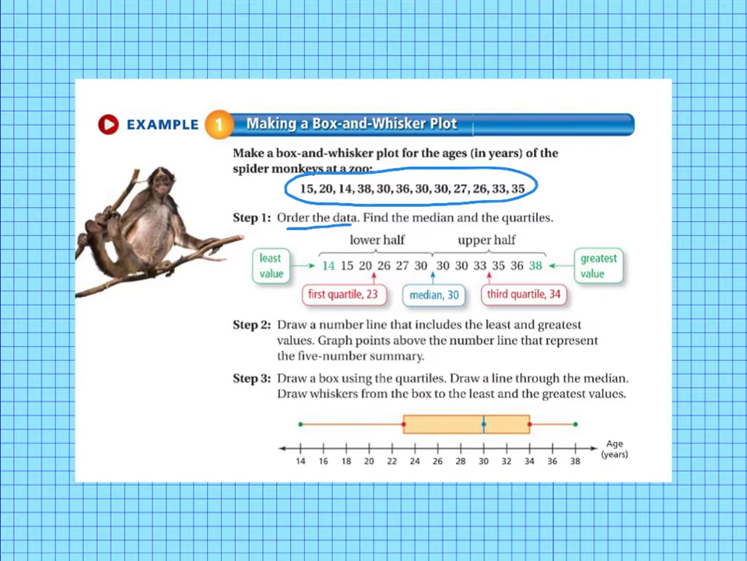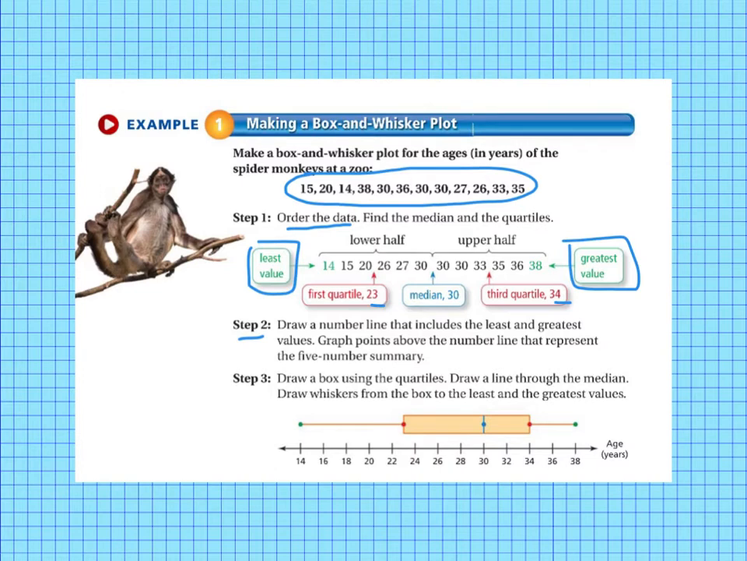So first you find the median, which is 30, and then you find the first quartile, which is 23, and the third quartile, which is 34, and the least value, which is 14, and the greatest value, which is 38. So this is known as your 5-number summary: least value, greatest value, first quartile, third quartile, and median. You draw a number line that includes the least and the greatest values, and you graph your points above the number line that represent the 5-number summary. So that's step 2.